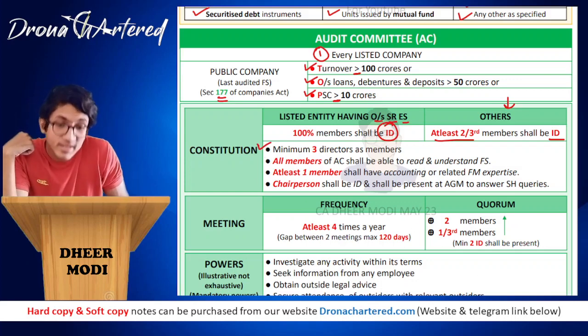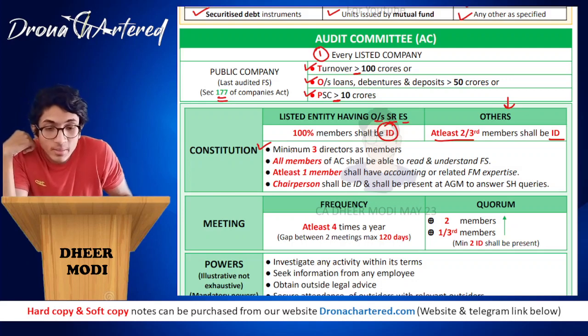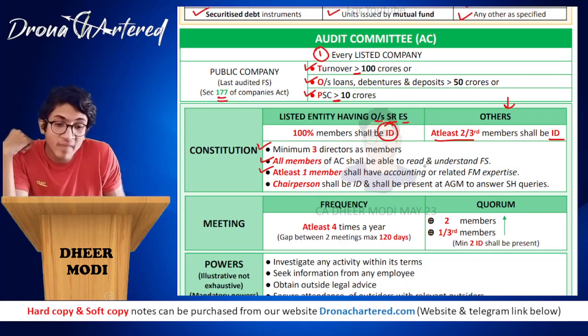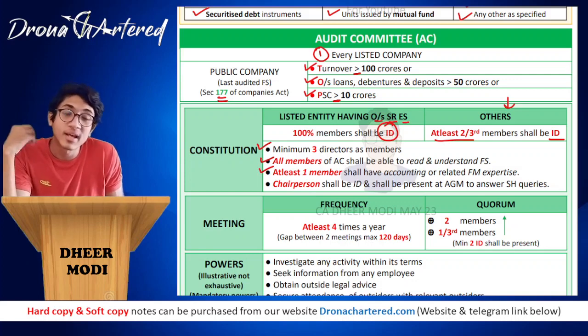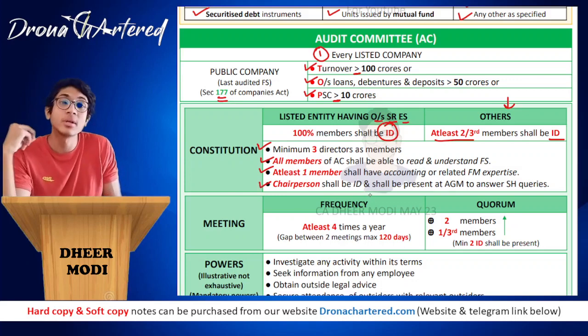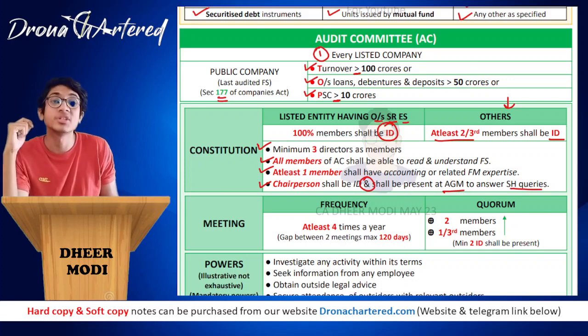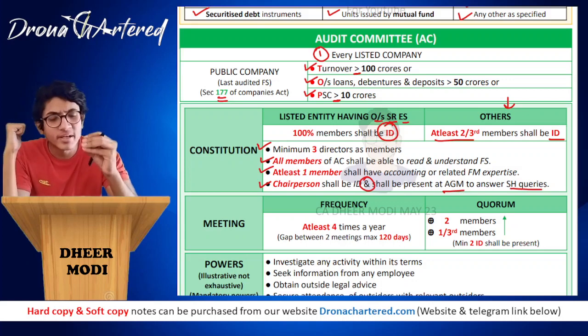Now, a minimum of 3 directors shall be members. 3 directors of the company shall be members of the audit committee. All members of the audit committee shall be able to read and understand financial statements. At least one member shall have accounting or related financial management expertise. And last, the chairperson shall be an independent director. The chairperson of the audit committee shall be an independent director and shall be present at the AGM to answer any shareholder query.